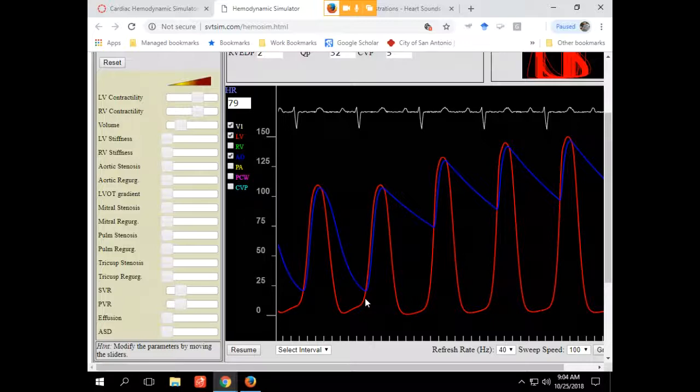Interesting, right? This is a little bit better. This is normal pulse pressure. A lot better. Yeah, I'll go with that. Right, pulse pressure. Interesting. All right, okay, resume.